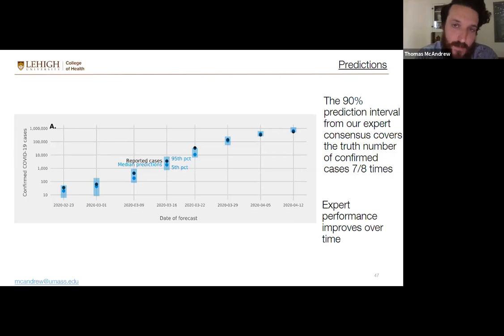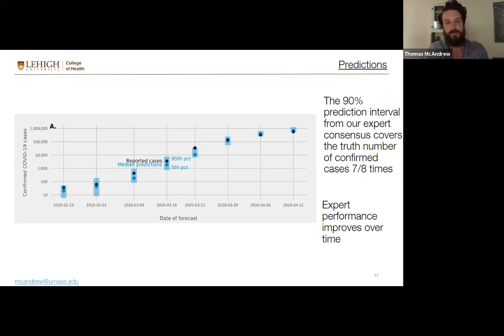Even though they seem calibrated, their accuracy isn't great, especially for the first 5 surveys. You see that the median, this blue circle, is quite a bit below the black circle, the true reported cases, for the first 5 surveys. The last 3 surveys, they did much better. And you see that the black circle and the blue circle are much closer together. So experts were able to learn over time.